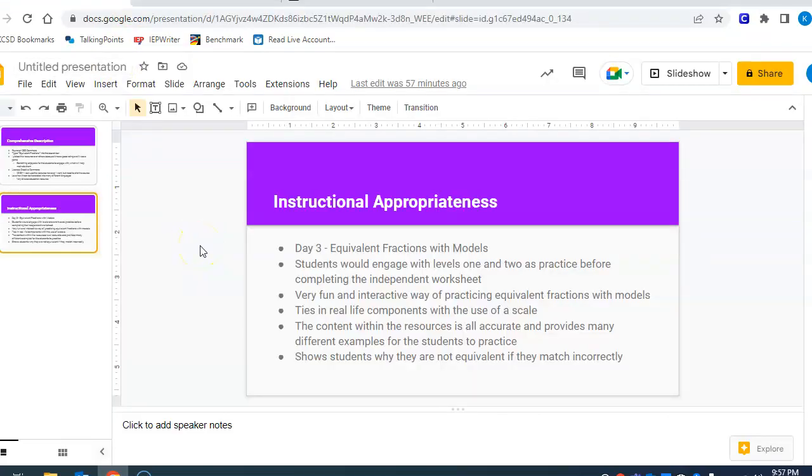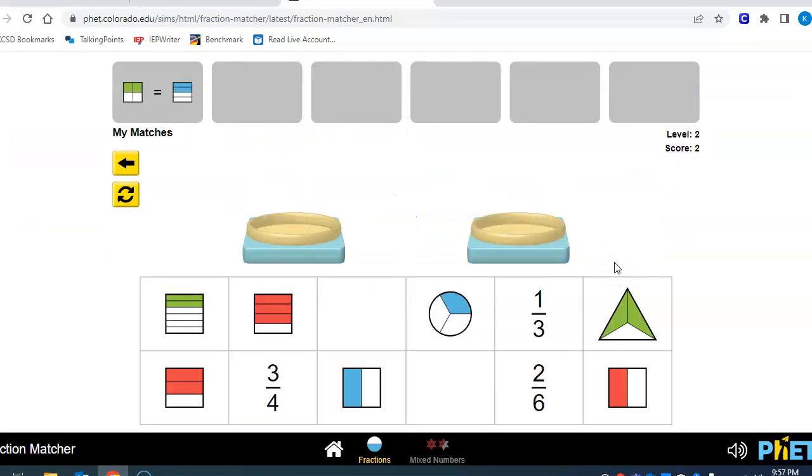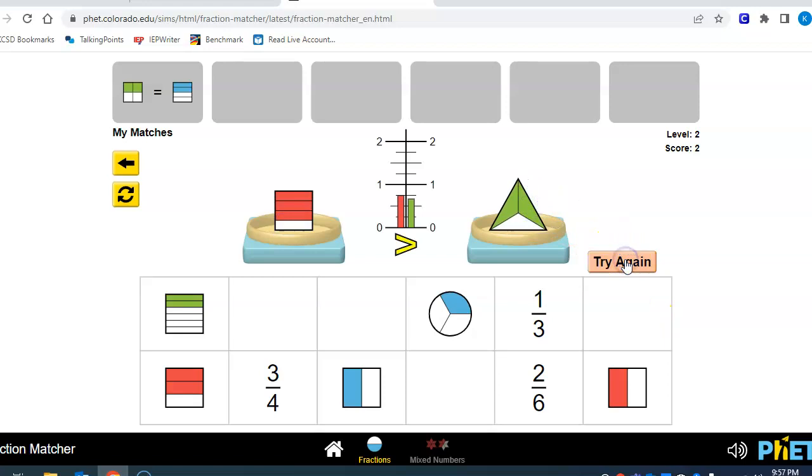And lastly, it shows students why they are not equivalent if they match two fractions incorrectly. So for example, if I did 3/4 and then 2/3, it would say incorrect, try again. But it would also show them that this fraction 3/4 is greater than this fraction 2/3. So it explains why they got the answer incorrect.